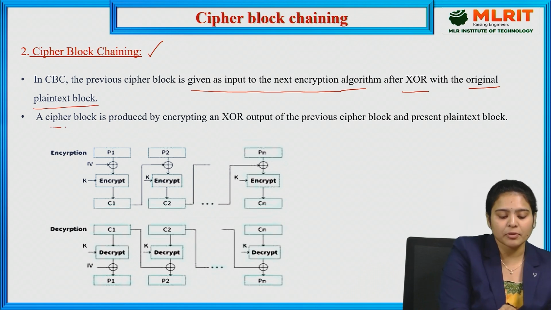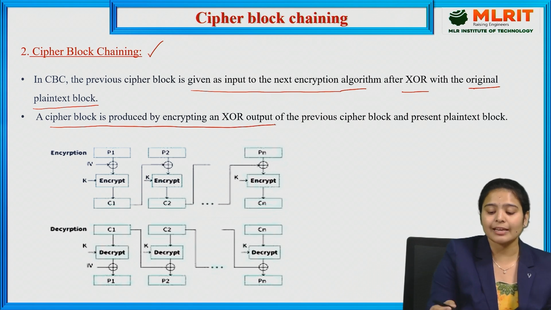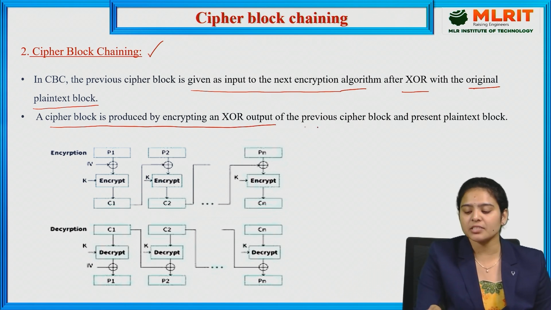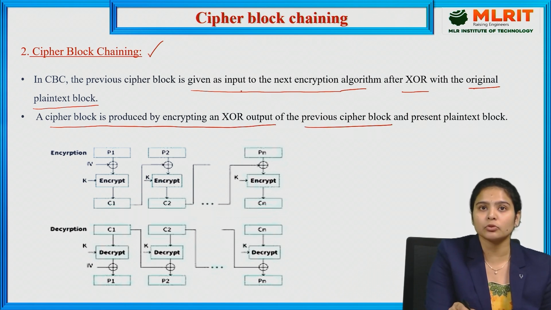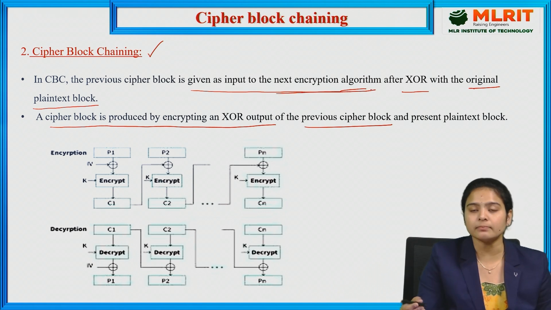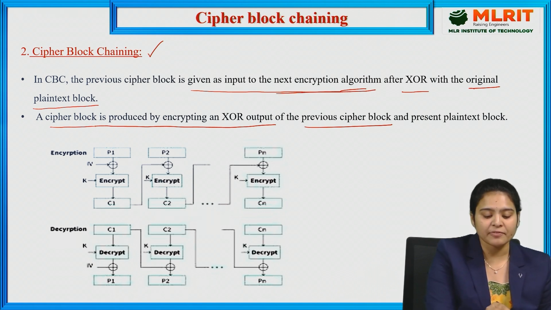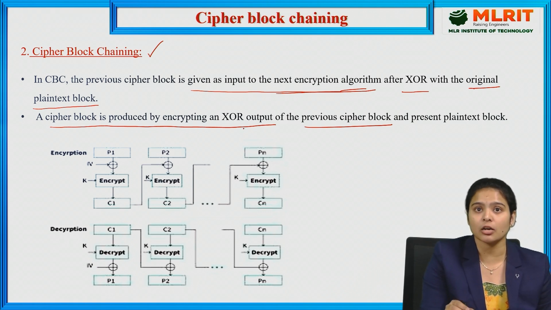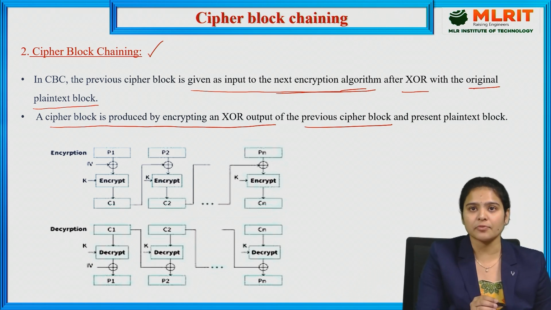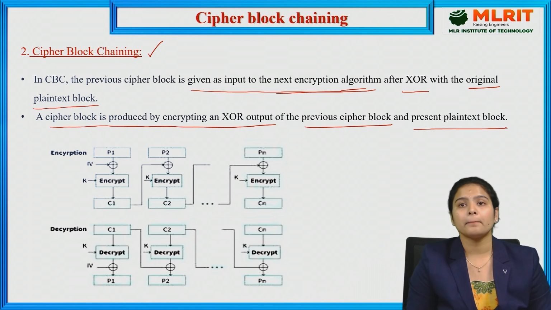So this cipher block is also produced by encrypting the XOR output of the previous cipher block. Here we need to give the input to the next encryption algorithm. After the XOR operation, we will get the original plaintext block. But the cipher block is producing an encrypted XOR output of the previous cipher block, and we need to present the plaintext block, meaning we are getting the plaintext output.